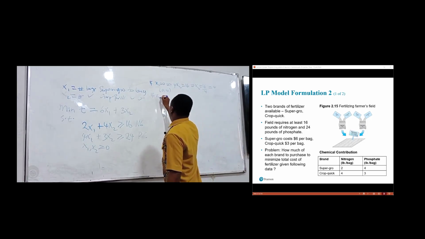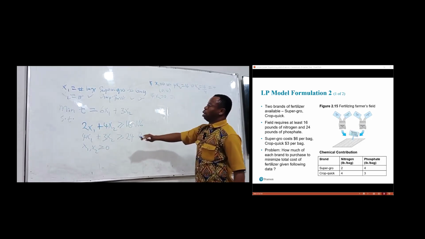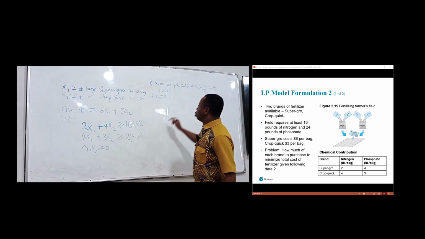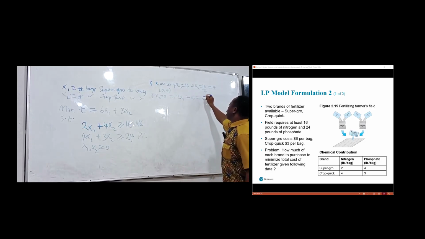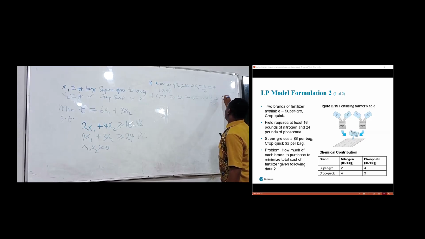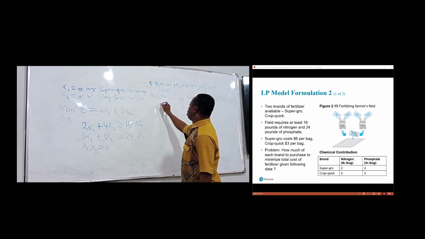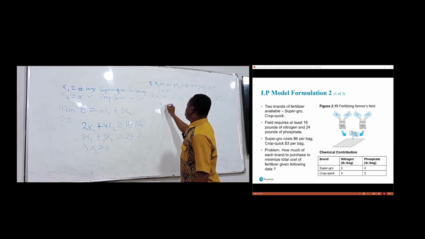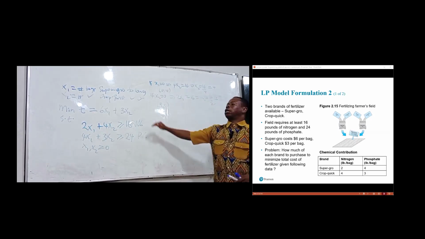If x2 is equal to 0, it will imply that 2x1 will be equal to 16, which will imply that x1 is equal to 16 over 2, which is equal to 8. So our second coordinates will be 8, 0. So if we plot this, we'll get the line for the nitrogen constraint.